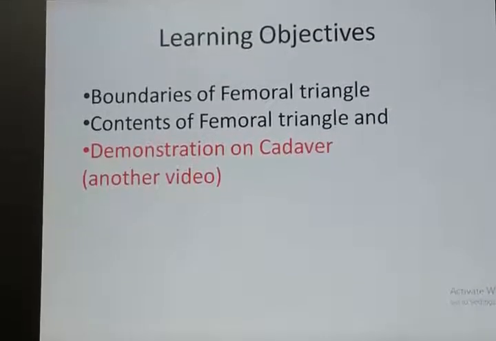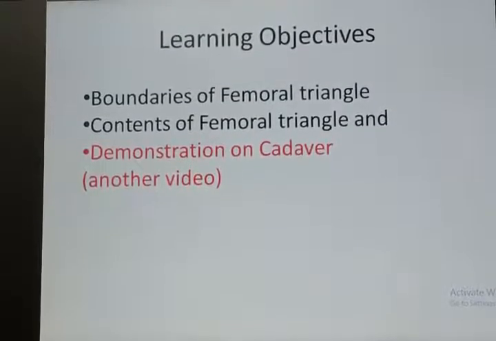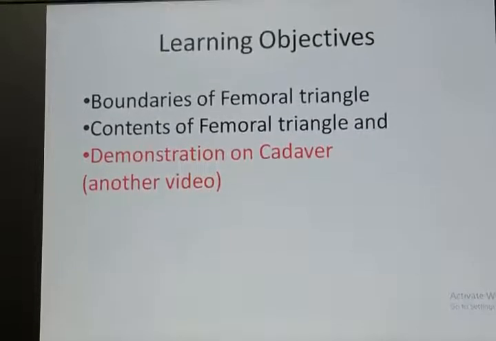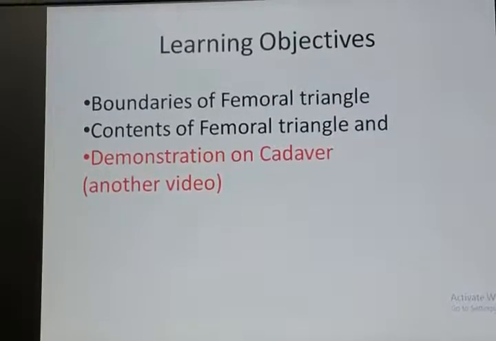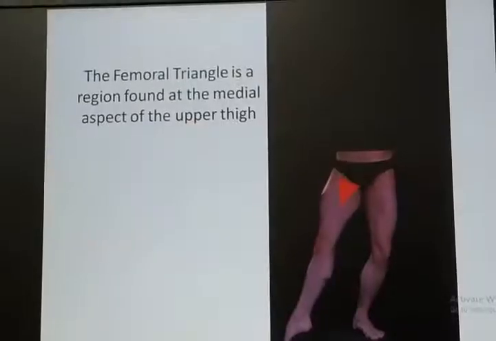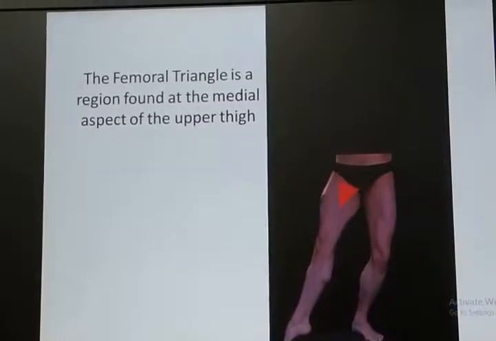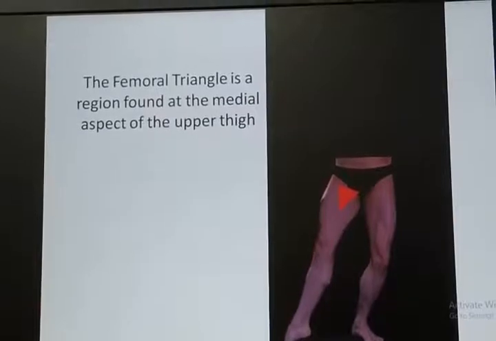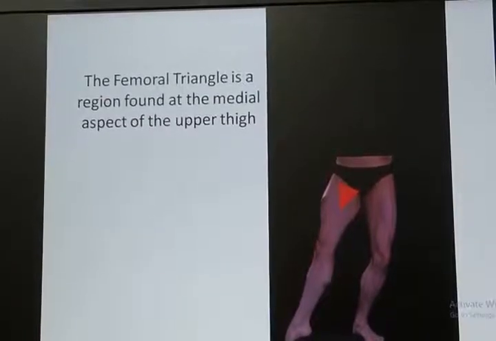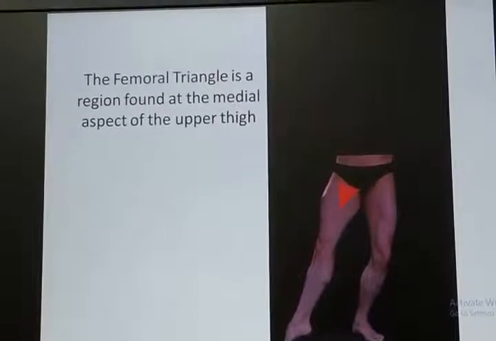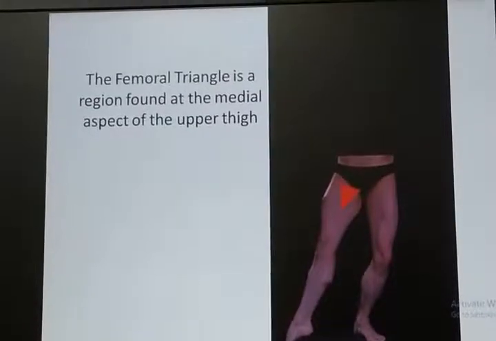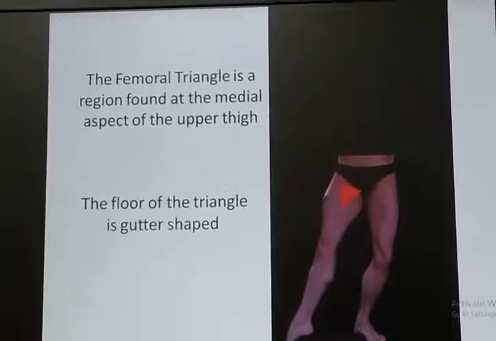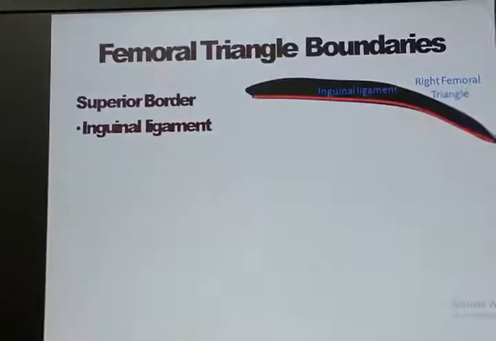This particular demonstration was done by Dr. Taishina and Sumita Madam. Coming to the theoretical part, how this femoral triangle is formed. This femoral triangle is a region found at the medial aspect of the upper thigh. It is a triangular depression below the inguinal ligament with the apex directed below and involves the upper 1/3 of the front of thigh. And the floor of the triangle is gutter shaped.